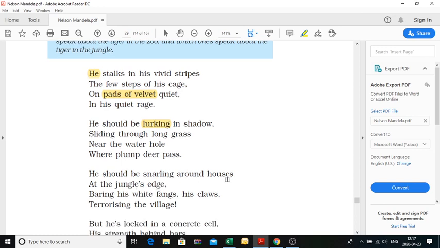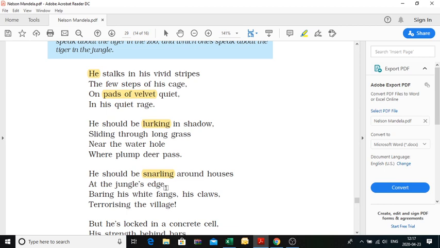He should be snarling around houses at the jungle's edge, baring his white fangs, his claws, terrorizing the village. Right? Snarling is what? Snarling is making an aggressive growl while showing teeth, right? When he roars and his teeth become visible, that is snarling. He should be snarling around houses. He moves around near the houses, at the jungle's edge.